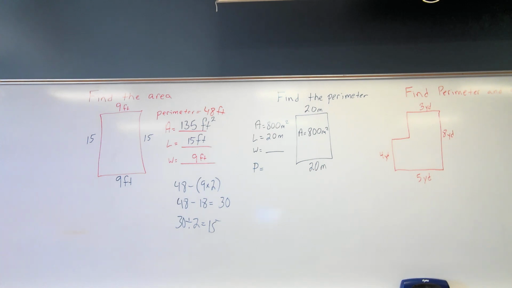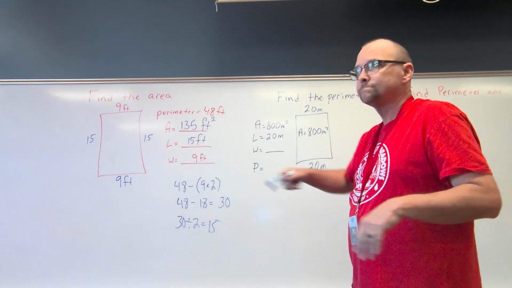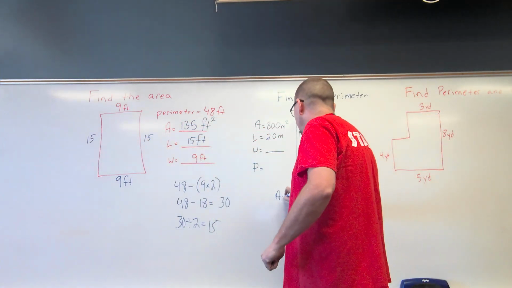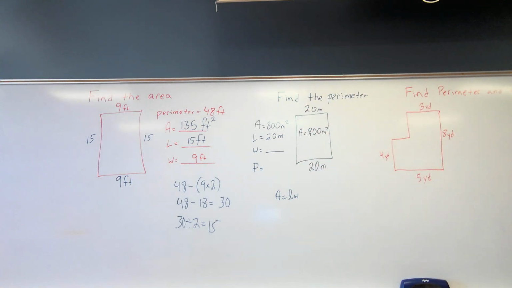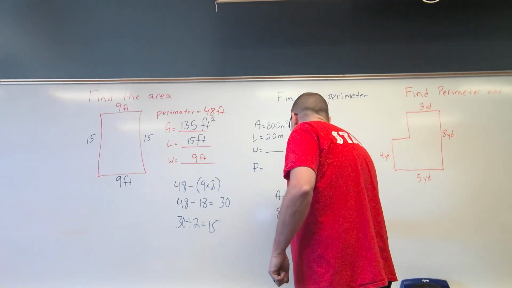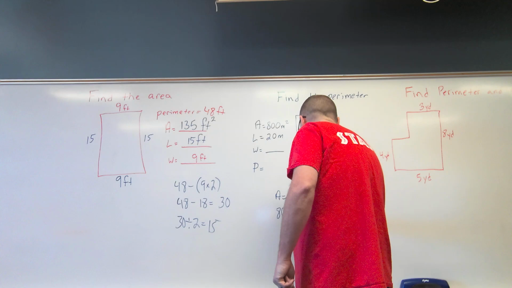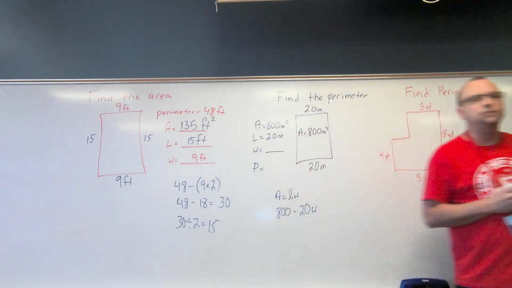Silas? Okay, what's my formula to find the area? Good, so area equals length times width. So we know 800 equals 20 times W. So 20 times something equals 800.